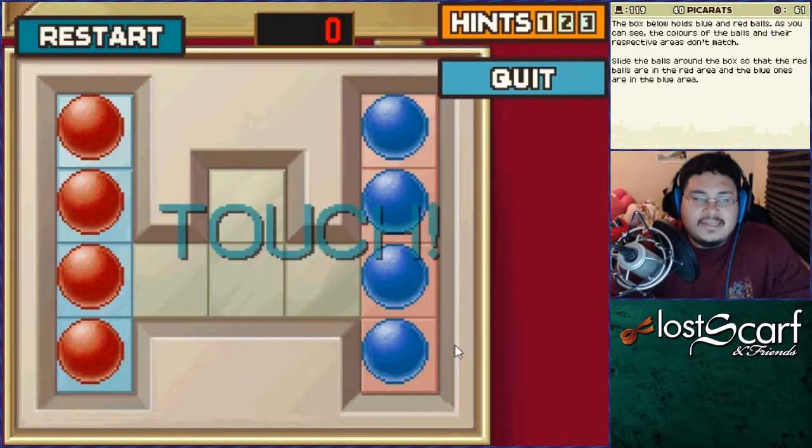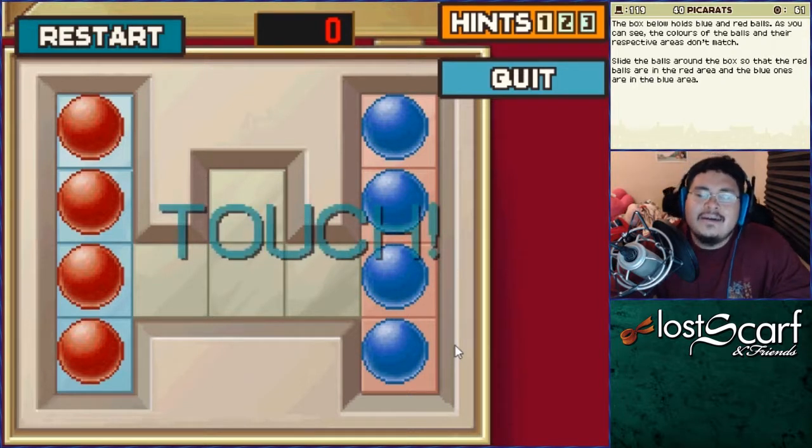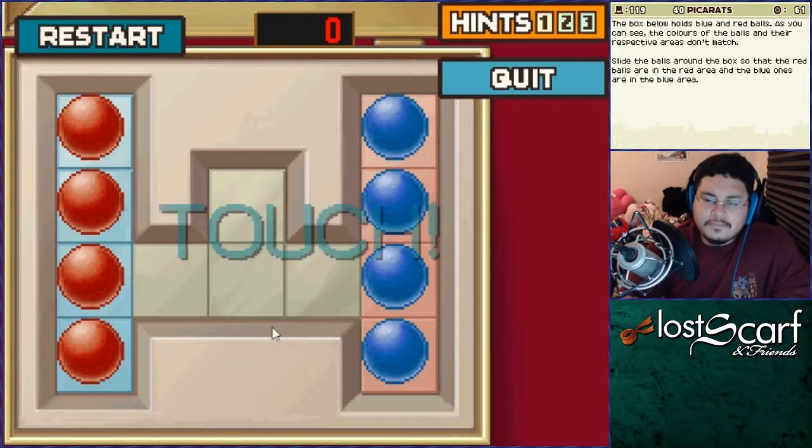Oh, look at this! The box below holds blue and red balls. As you can see, the colors of the balls in their respective areas don't match. Slide the balls around the box so that the red balls are in the red area and the blue balls are in the blue area.